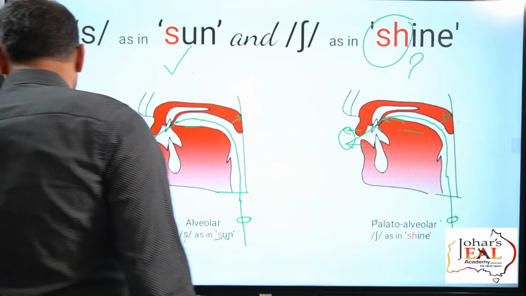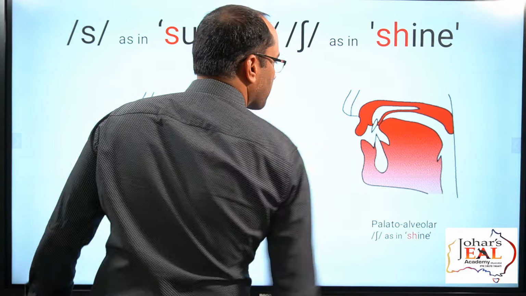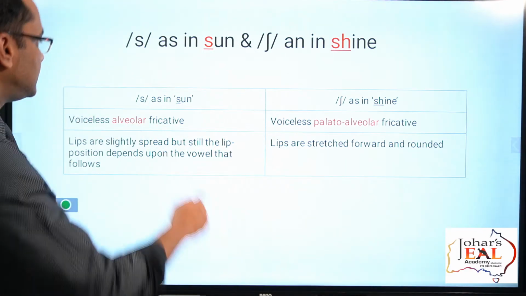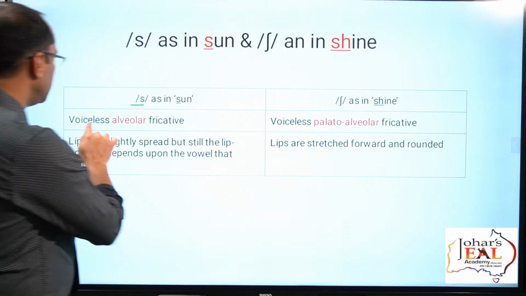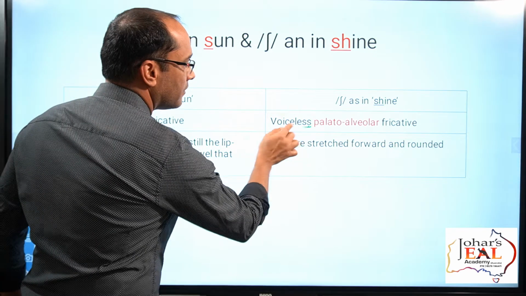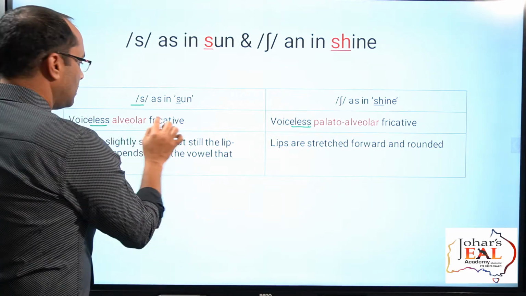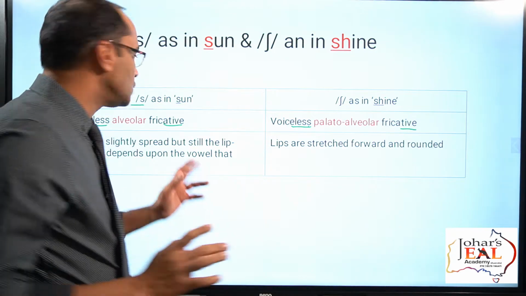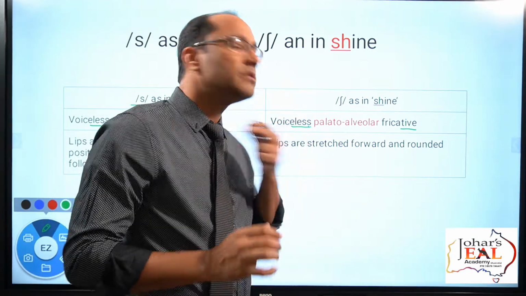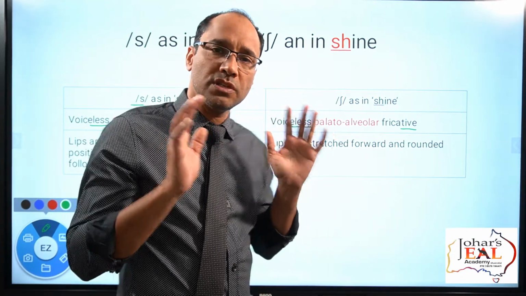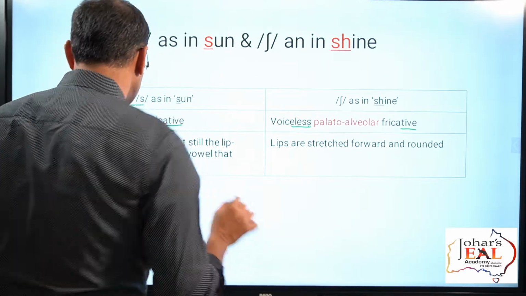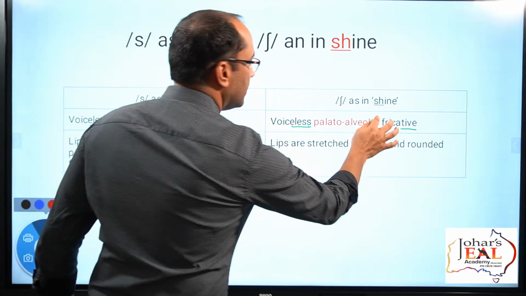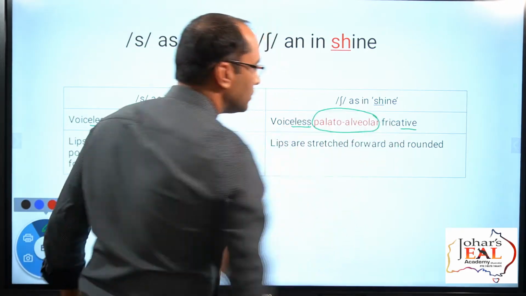Let's discuss. So as in son, it's voiceless. This is voiceless, so no difference. This is fricative, this is fricative. So especially the manner and the position of vocal cords are almost the same. The real difference is the articulators. So here it's an alveolar sound and here it's a palato-alveolar sound.